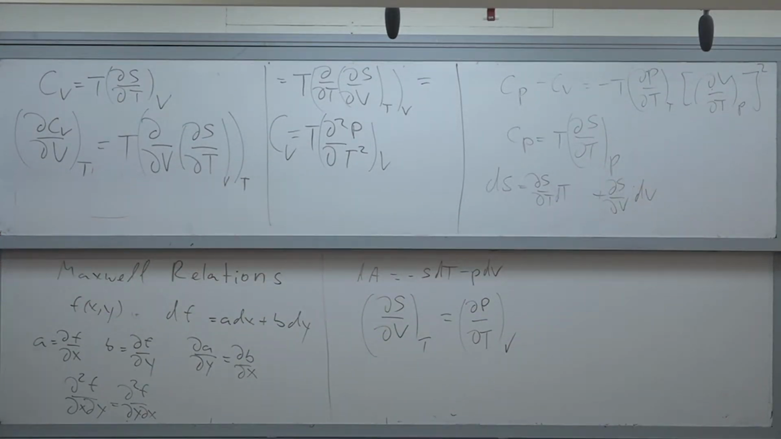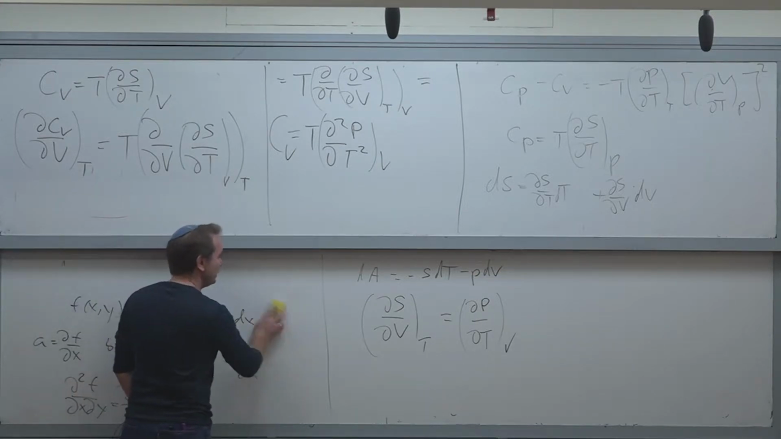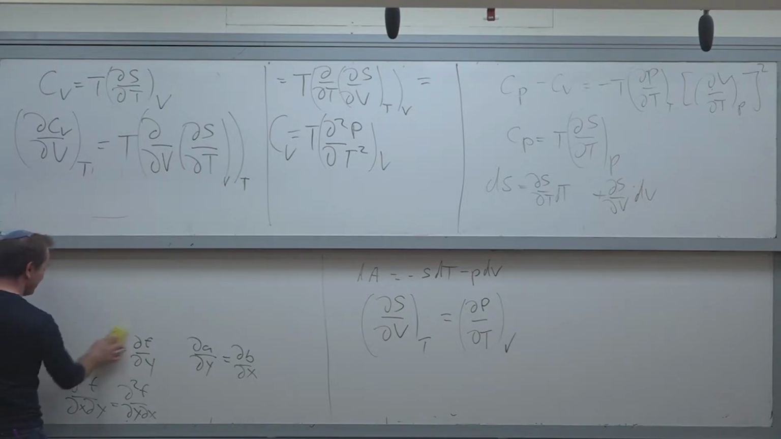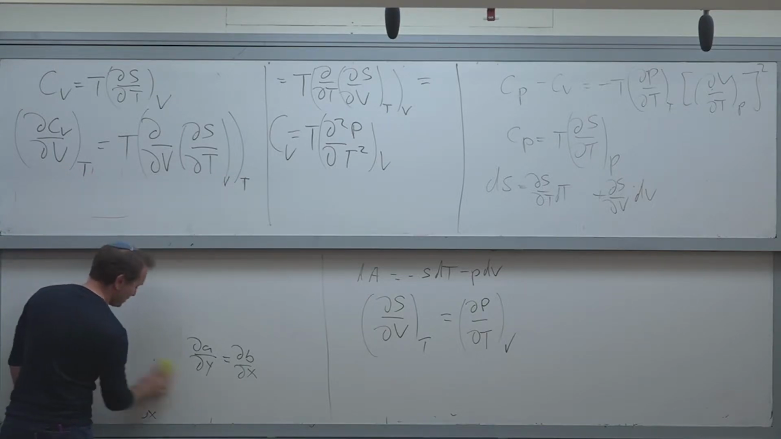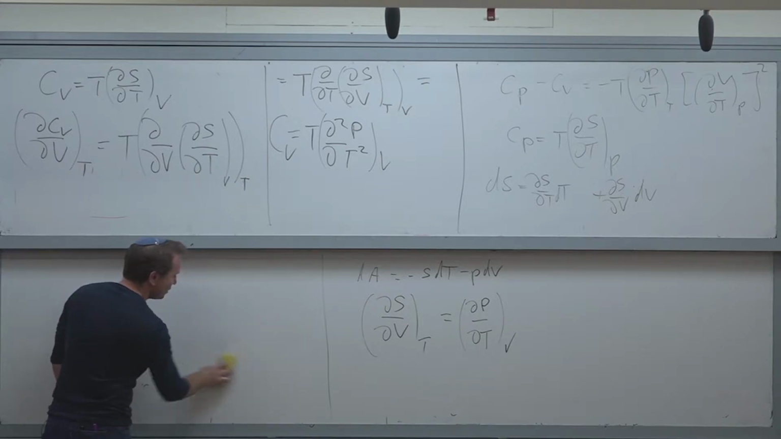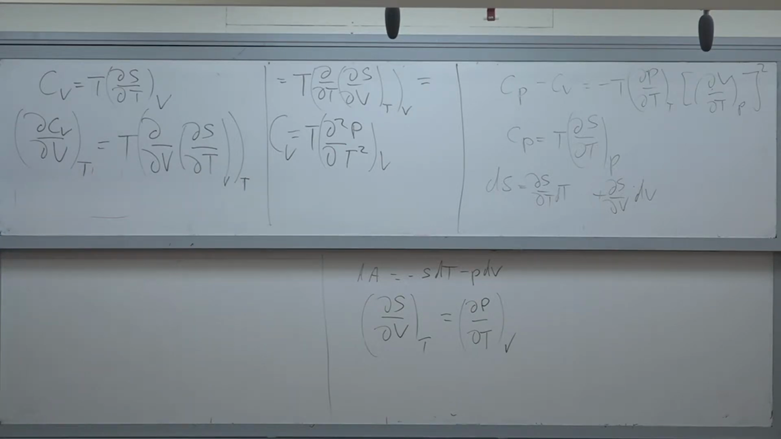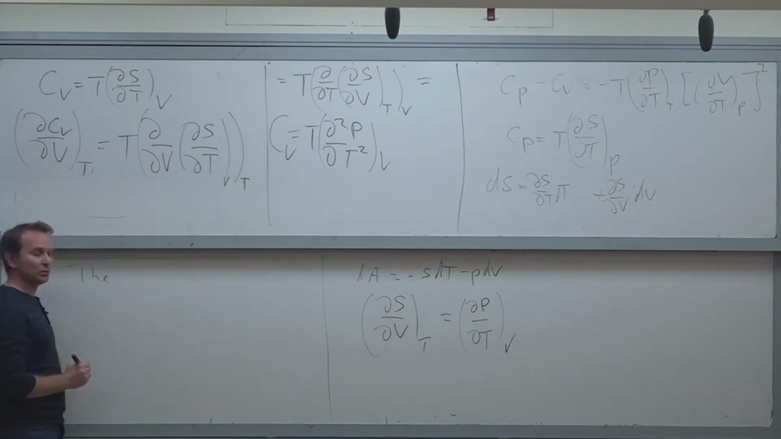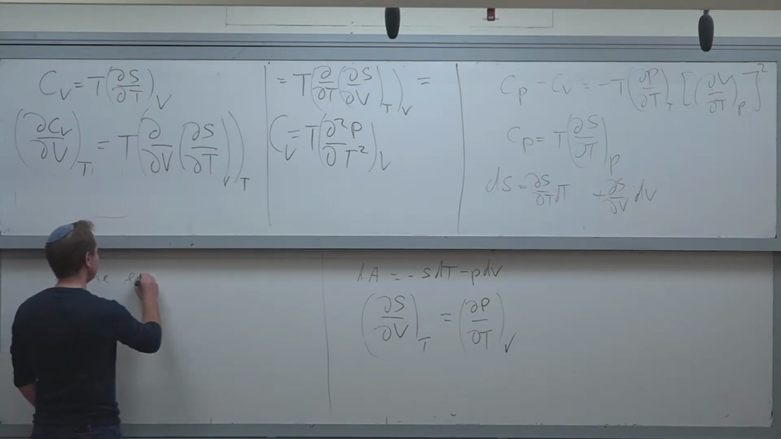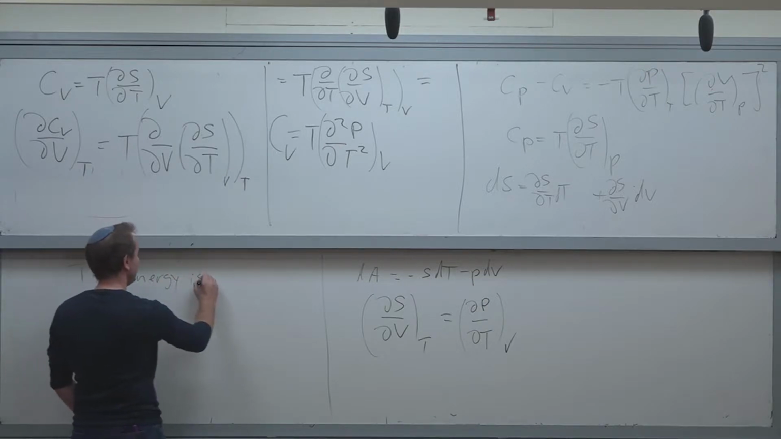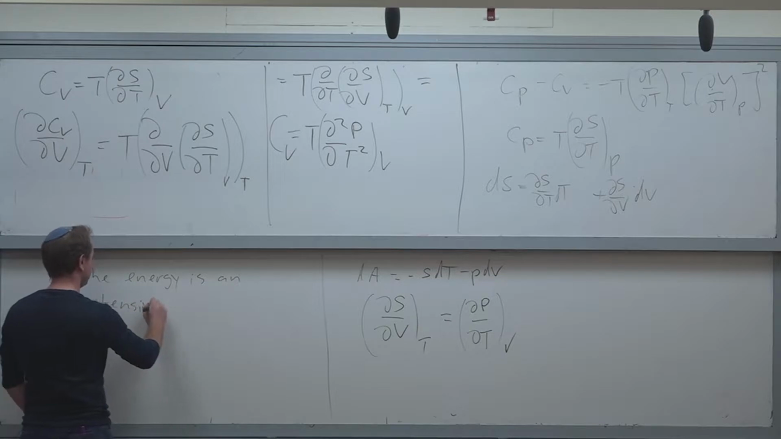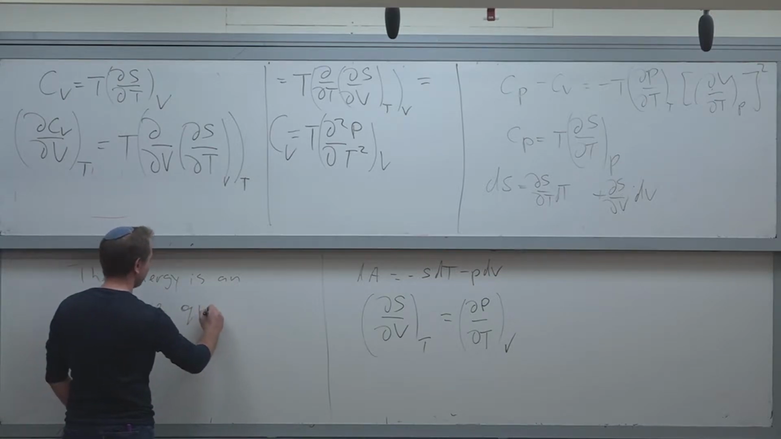We can play with the properties of the different functions by using the physical meaning that we put inside them, or physical properties. For example, the energy, this is our initial statement, the energy is an extensive quantity.